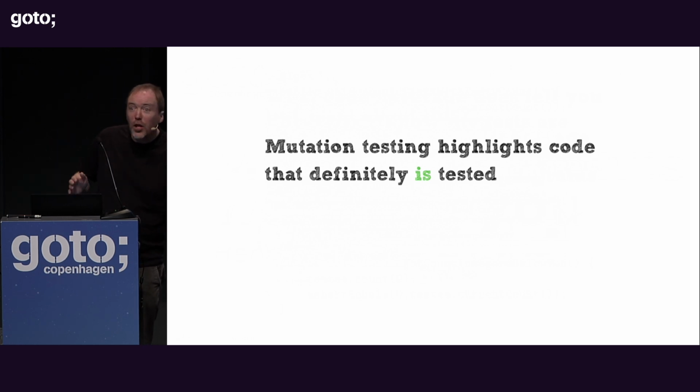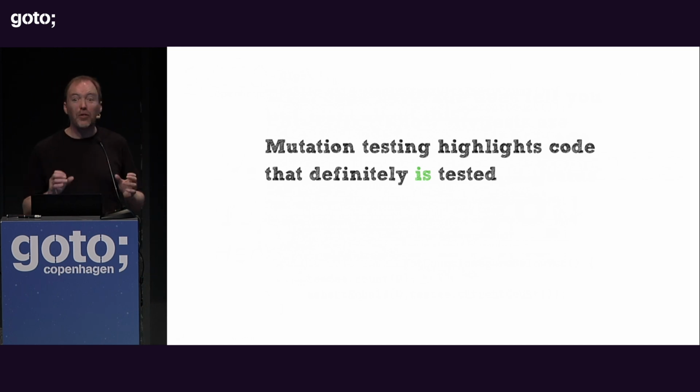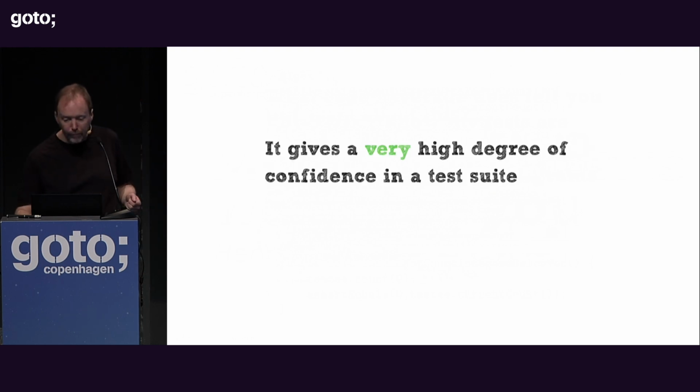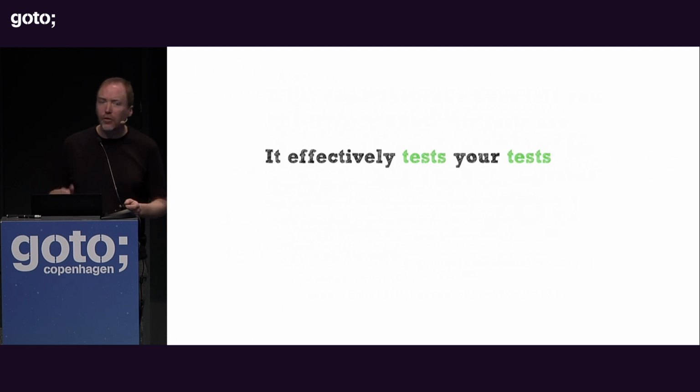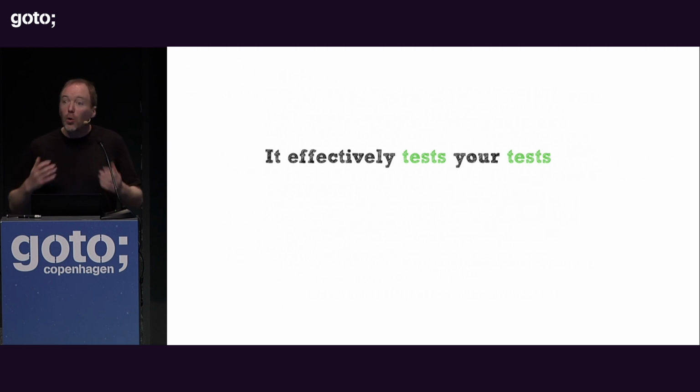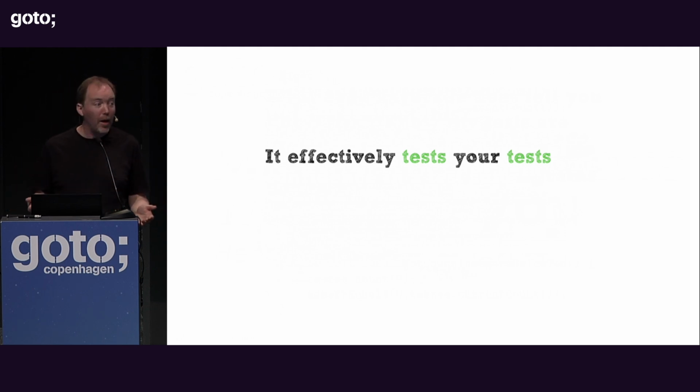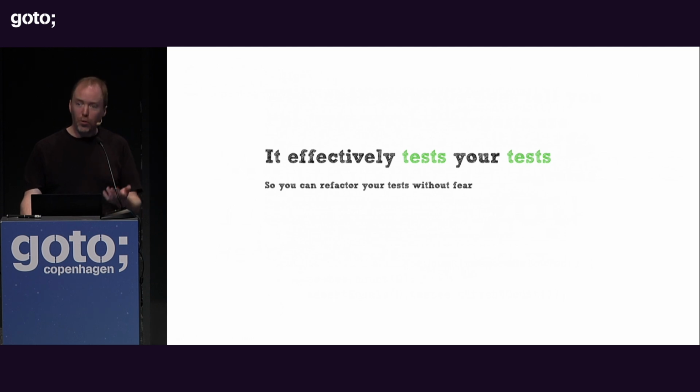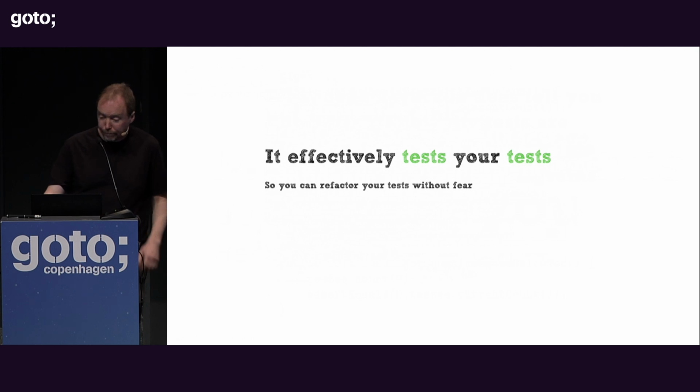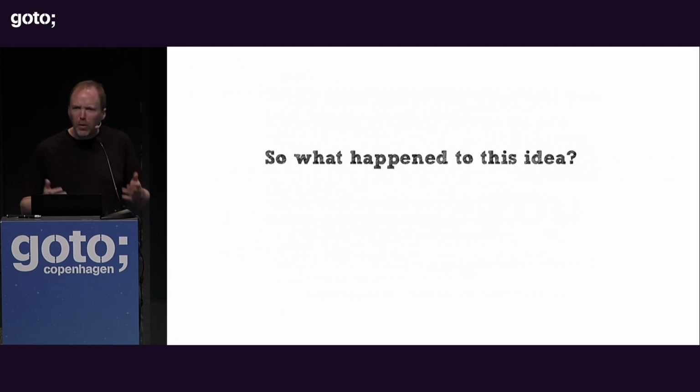So this means that mutation testing highlights code which definitely is tested, as opposed to code coverage which shows code which definitely is not tested. It's almost like opposites in a way. It gives a really high degree of confidence in a test suite. Effectively, test your tests. And this I'm going to keep emphasizing again and again, because it's the only technique I know which lets you do this. Nothing else out there gives you a way to test your tests. Mutation testing is the only game in town. Which means you can now refactor your tests without risk, without fear, the same way you can refactor your code. So hopefully I've already convinced you it's quite a good idea.